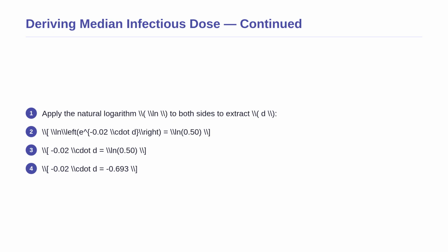Continuing our derivation, we now need to bring the variable d down from the exponent. To do this, we apply the natural logarithm to both sides of the equation. Because the natural logarithm is the inverse function of the exponential base e, they cancel each other out on the left side. This leaves us with just negative 0.02 times d. On the right side, we calculate the natural logarithm of 0.50, which gives us approximately negative 0.693. The negative value makes perfect sense since we are taking the logarithm of a fraction.